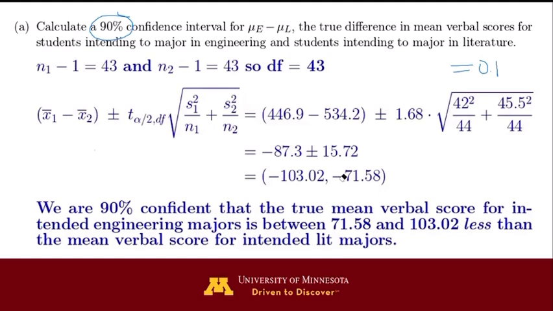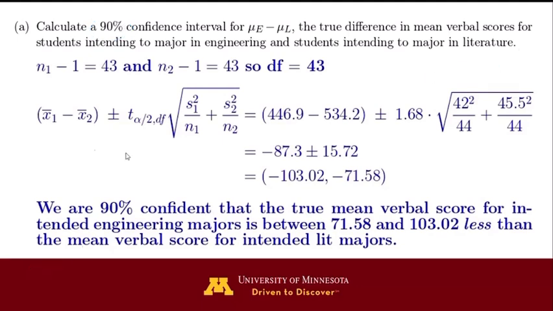And let me also say this: if you take a look at this interval, there's no zero in the interval. No zero in the interval actually means a significant difference. One is significantly lower than the other, that's what I mean. Okay, so that is how to construct the confidence interval.